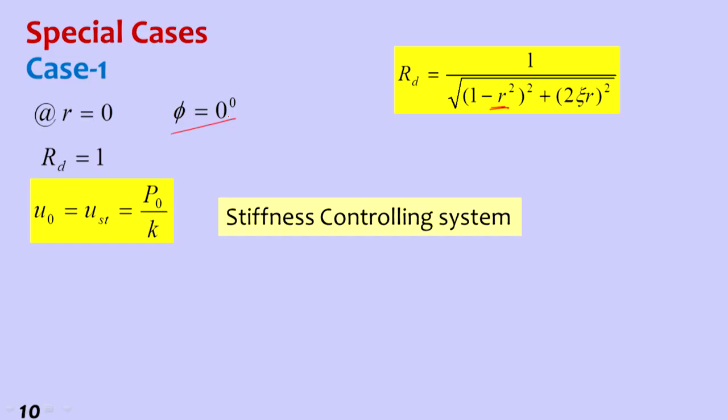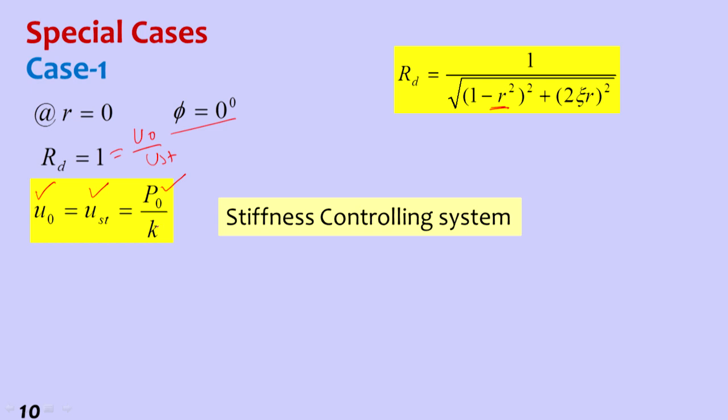That is the meaning of in phase. So phi equal to 0 means in phase, and phi up to 90 is in phase only. Then suddenly if it shifts and goes to 180, that is out of phase. Now if we substitute this value, Rd is equal to 1. Rd means u0 by ust, if it is equal to 1, then it gives us u0 is equal to ust. So ust, that is u0, is equal to p naught by k. What we are understanding from this is p naught is the amplitude of the externally applied force.